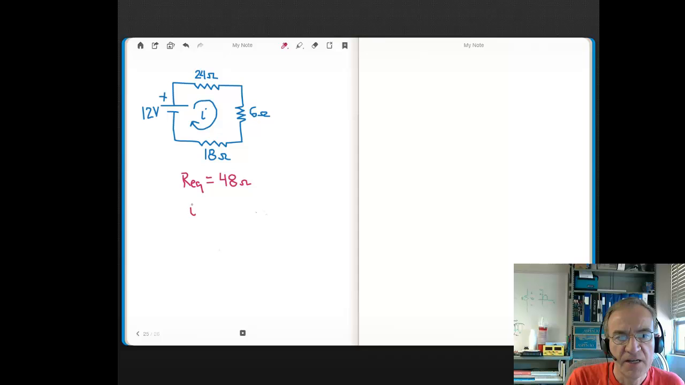Then the current I would be the source value of 12 volts divided by R equivalent. So that's 1/4 of an amp. And then the voltage across each resistor would just be its resistance times that current, R times I. So the voltage across the 24 is going to be 24 times 1/4.